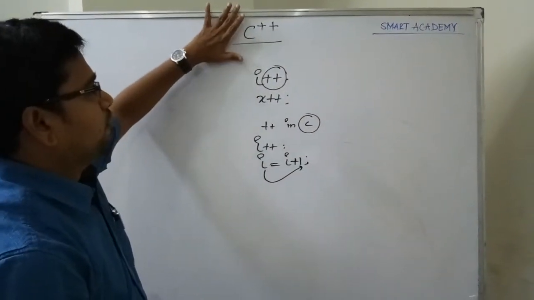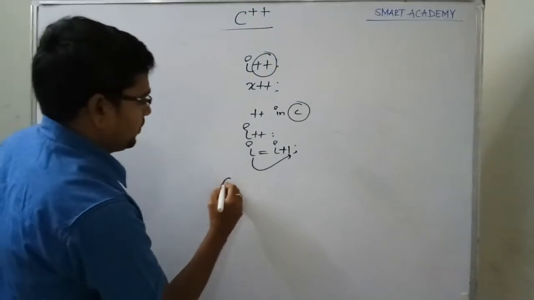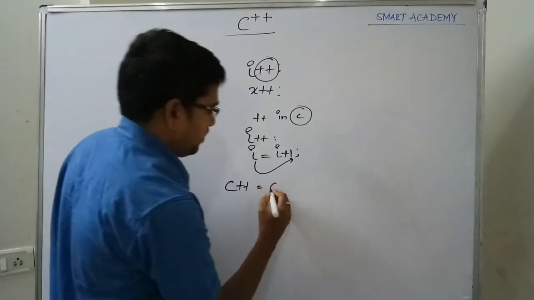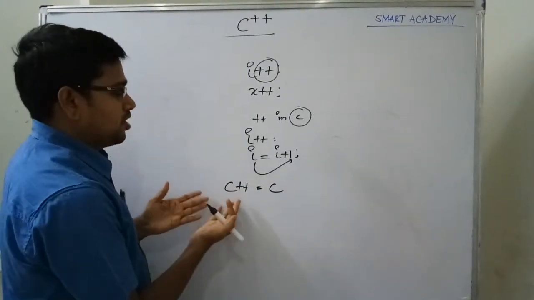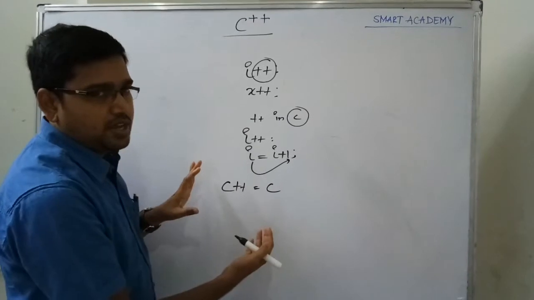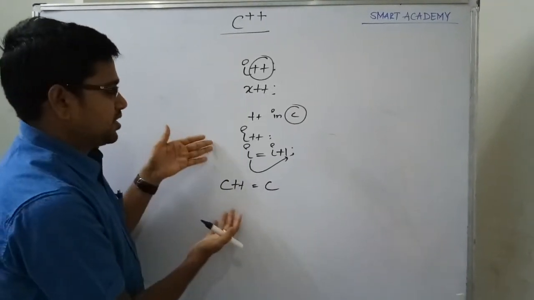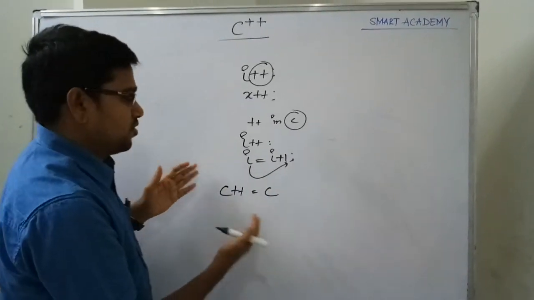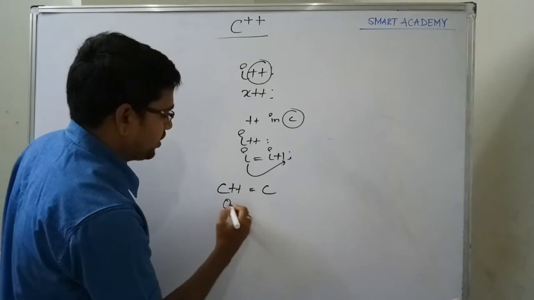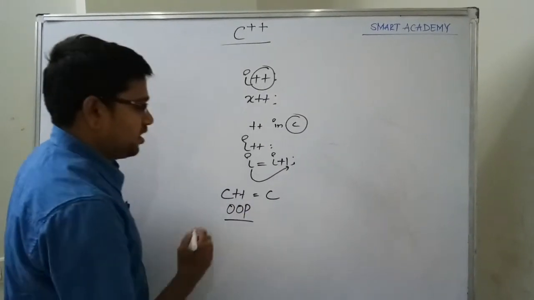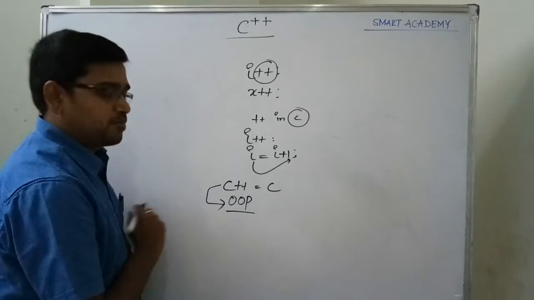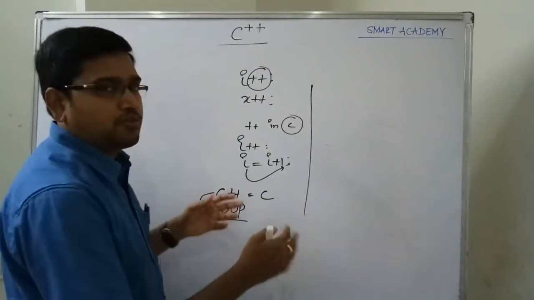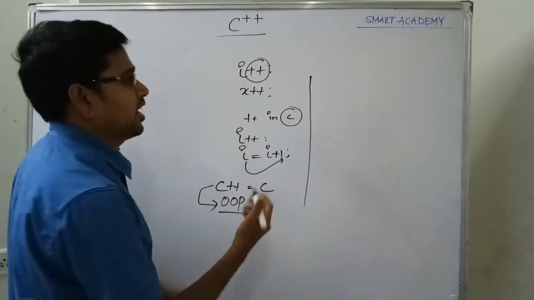Similarly, when I am saying C++, C++ is the next level of C, which means it also contains all the building blocks of C, and in addition to that, C++ has a variety of building blocks which are useful for object-oriented programming. There is another name for C++, it is called object-oriented programming.